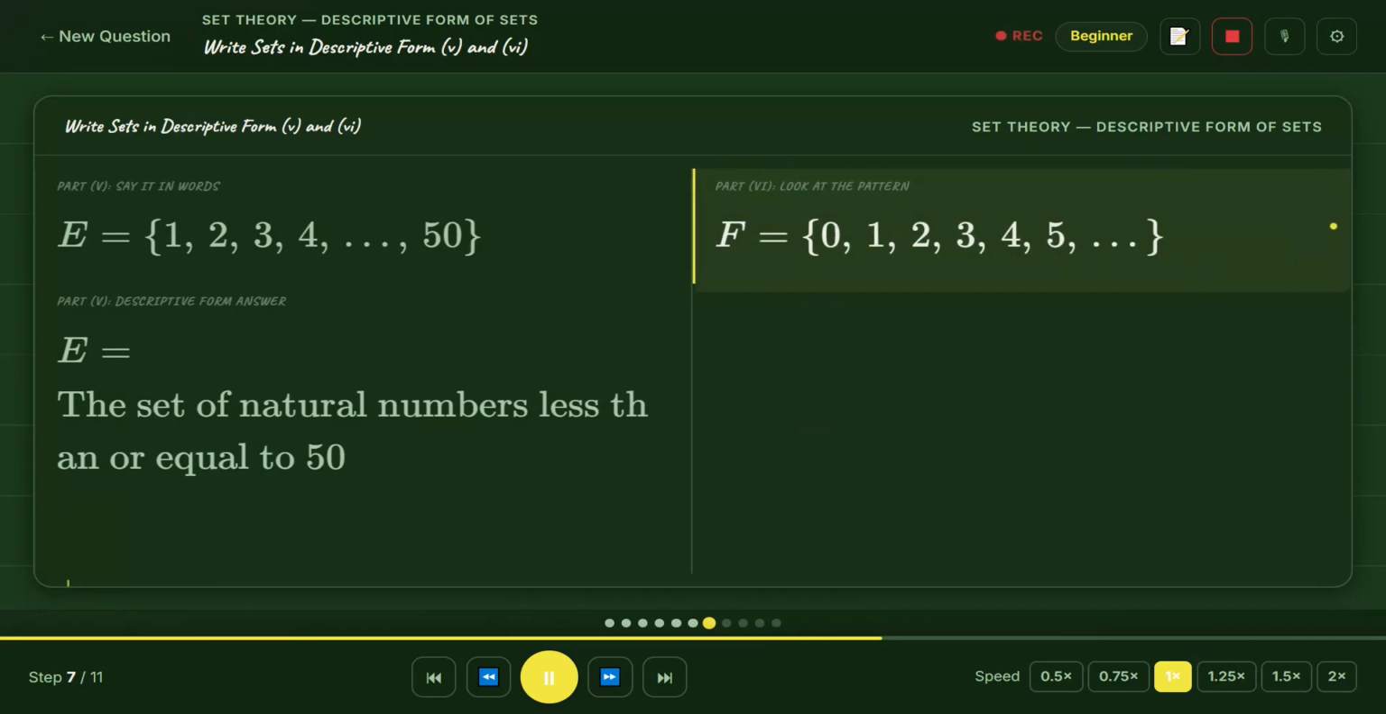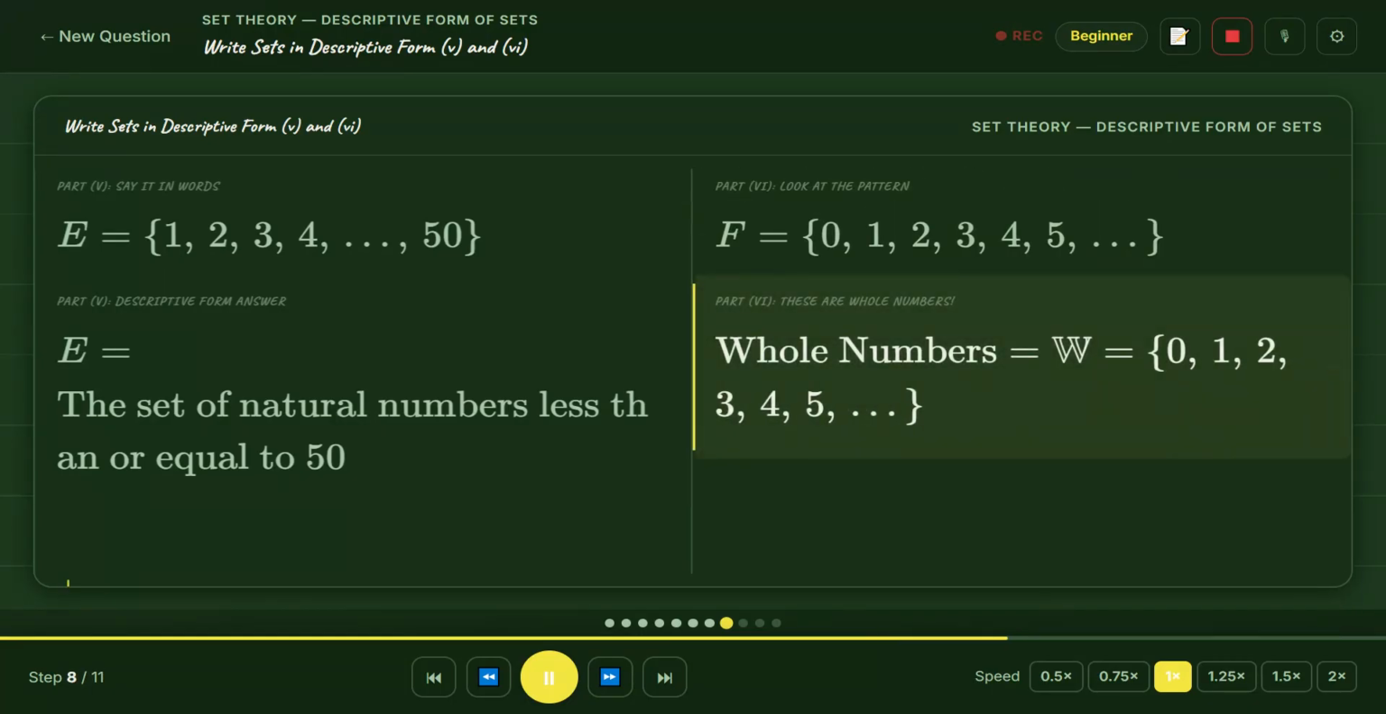Now let's look at part 6. We can see the numbers 0, 1, 2, 3, 4, 5, and the 3 dots mean it keeps going forever. What kind of numbers are these? Look, the set starts at 0 and counts up by 1 each time. 0, 1, 2, 3, 4, 5, and keeps going. These are called whole numbers.